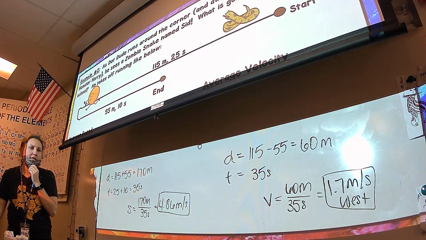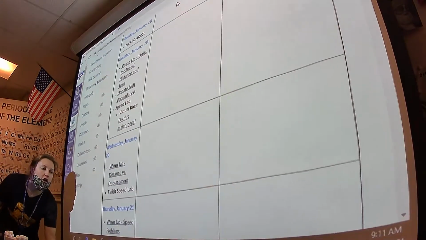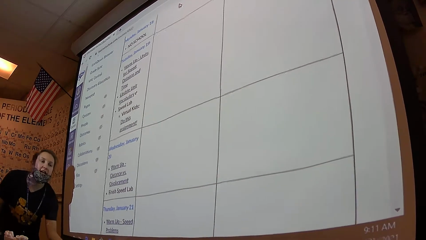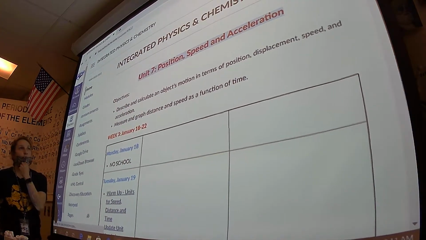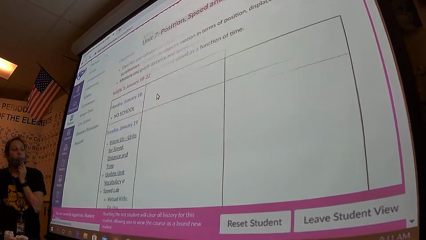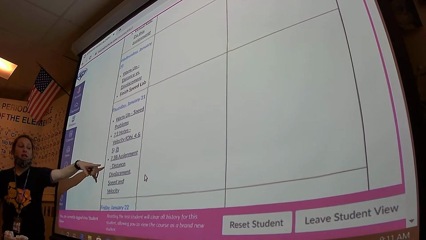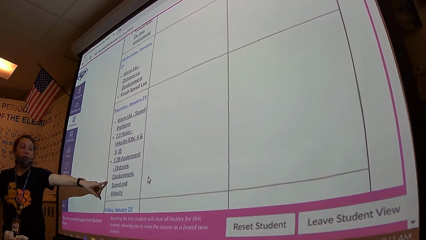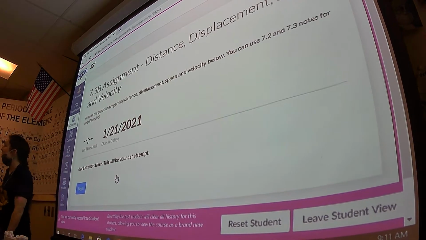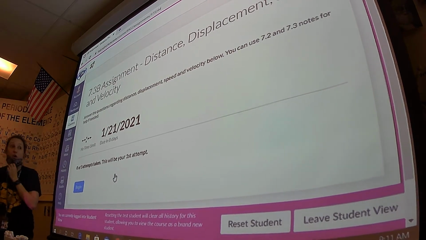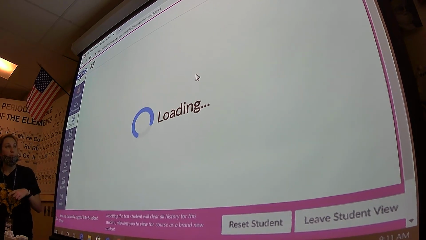Okay, Canvas. Alright, so on Canvas, your assignment is not just about velocity today. So let me get my student view on. You're doing the 7.3B assignment, and it's going to cover distance, displacement, speed, and velocity. So it's going to ask you questions about all four of those topics. Make sure you pay attention to wording. Let me just show you a few examples here.